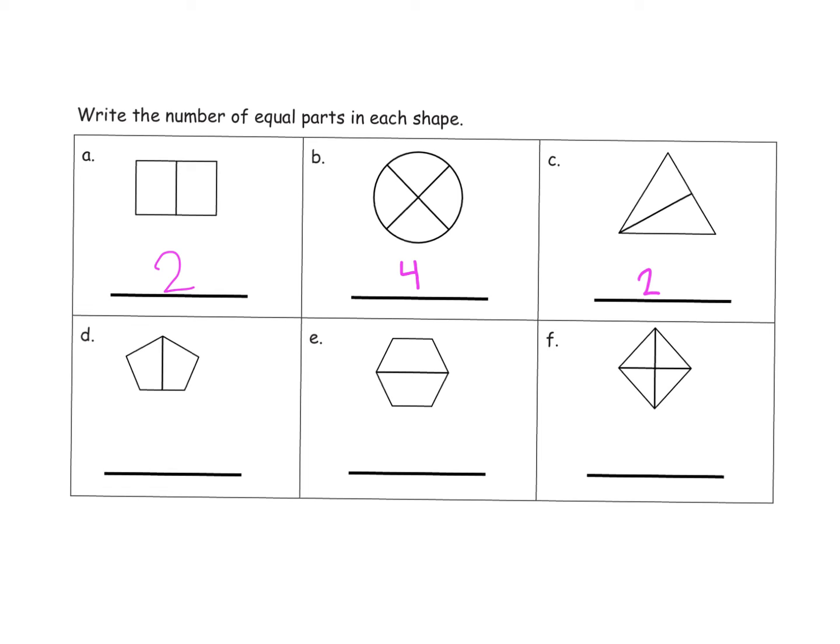In D, we have a pentagon that's split into 2 equal parts. So we'll write a 2 on our line. For E, we have a hexagon, and that was broken into 2 equal parts. So we will write a 2 on our line. And lastly, for F, we have a rhombus that was broken into 4 different parts, which if you look, make 4 triangles. So we're going to write a 4 on our line.